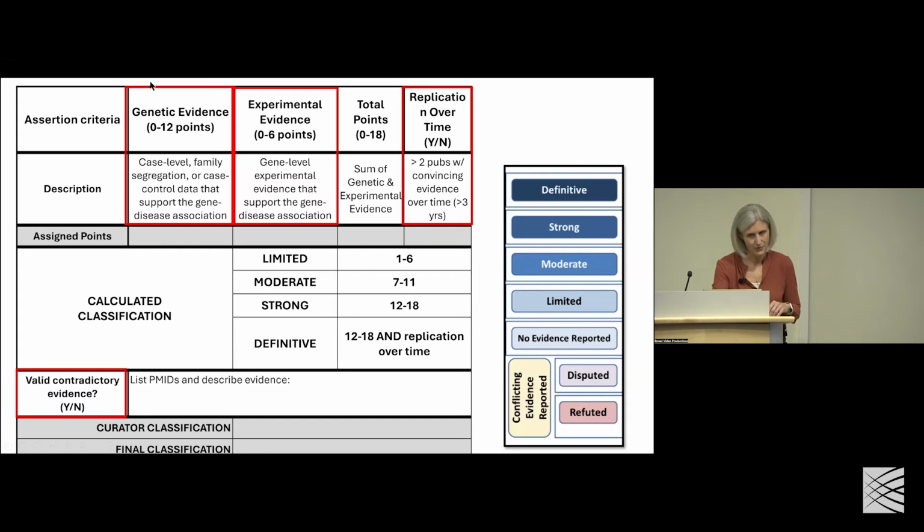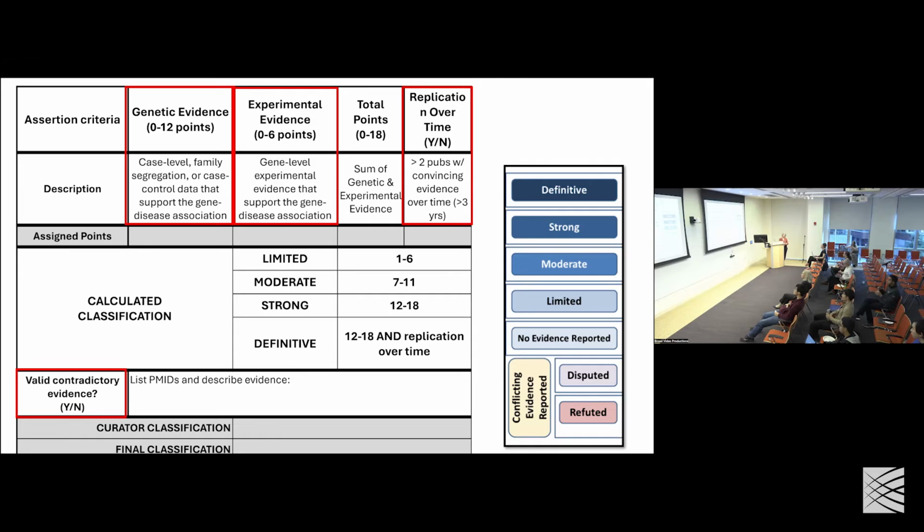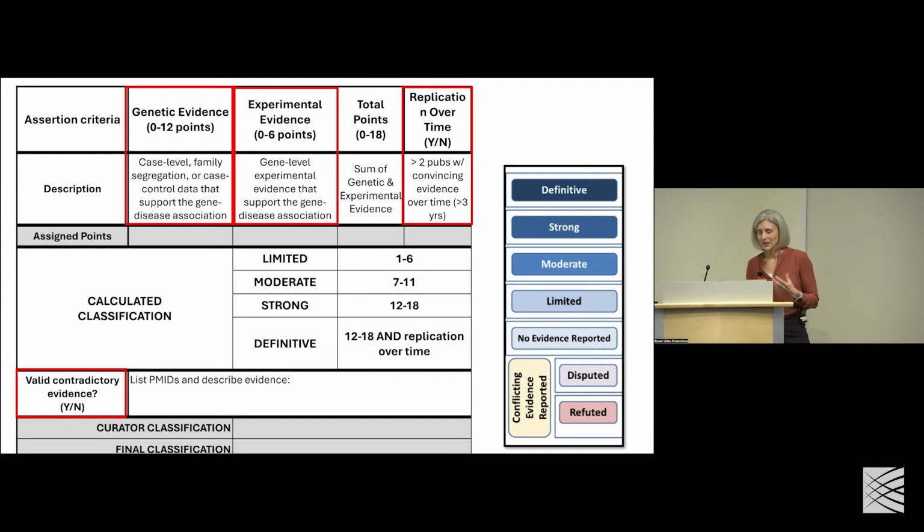It's a points-based framework. So you will see if you look at the top here that the genetic evidence can be assigned anywhere in the range of 0 to 12 points, the experimental evidence in the range of 0 to 6 points. And then in the middle, you can see after you add those points together, the final classification you end at. An important thing to note is that given that the experimental evidence is limited to 6 points total, you cannot get above a limited classification without at least some human data supporting this gene-disease relationship, which makes sense, I think, if you're considering a clinical implication of this.